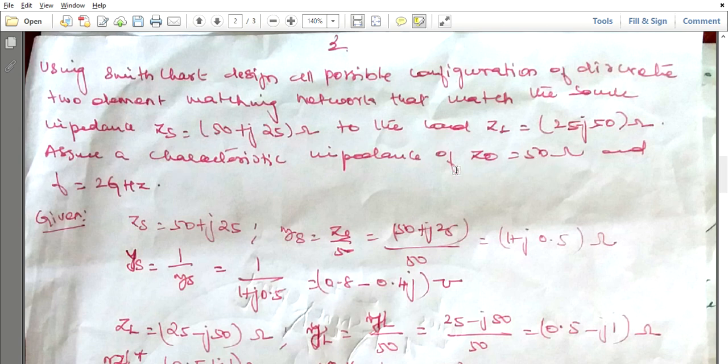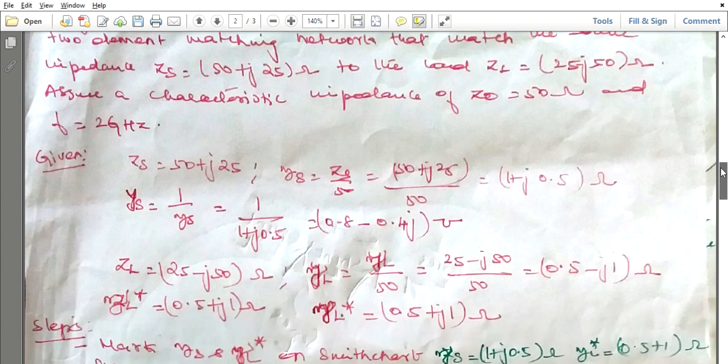If it is not given, you can take the ideal value of Z0 equal to 50 ohm, right? So if it is given, you can take the given value. Otherwise, you can assume that Z0 is equal to 50 ohm, and the frequency is also given as 2 gigahertz, right? So what are the steps we have to do?